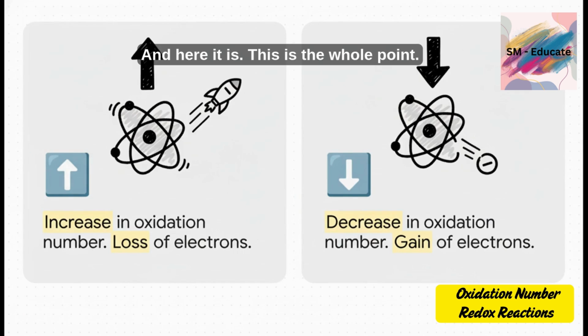And here it is. This is the whole point. If you see an atom's oxidation number go up, it's been oxidized. Think about it. It lost negative electrons, so its charge goes up. If the number goes down, it's been reduced, meaning it has gained those negative electrons. So increase is oxidation, decrease is reduction. That's the core concept right there.